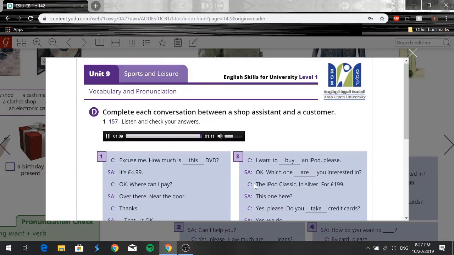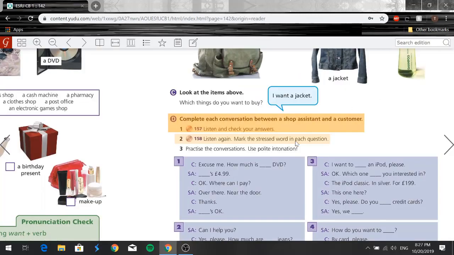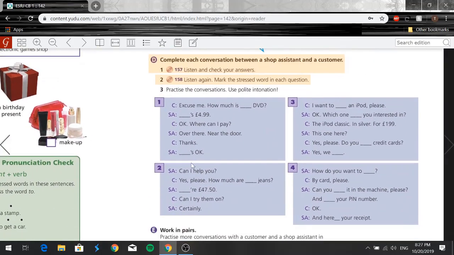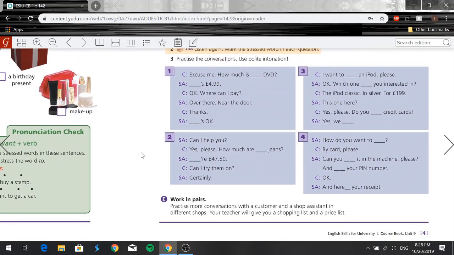Alright, so we got all of them right. That was that. Now let's move on. Here we have work in pairs. Alright, so what I want you guys to do if you're in class, and this is really important, you should do this even if you're at home, is practice more conversations, right?